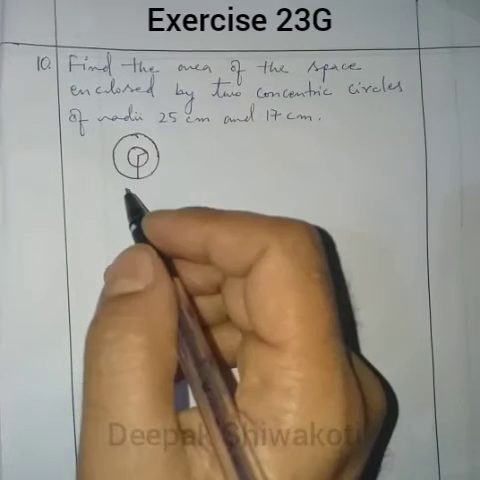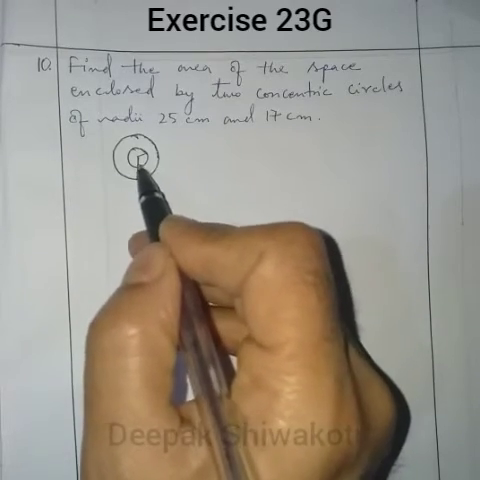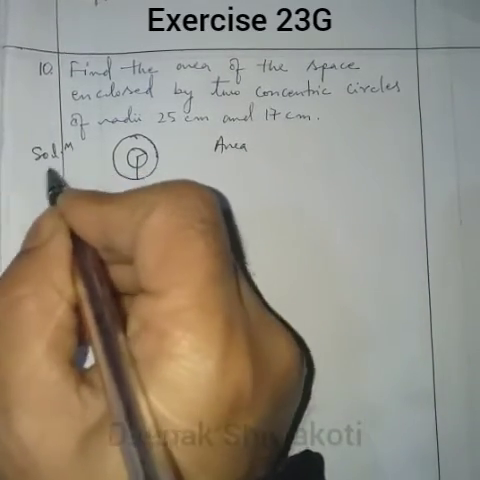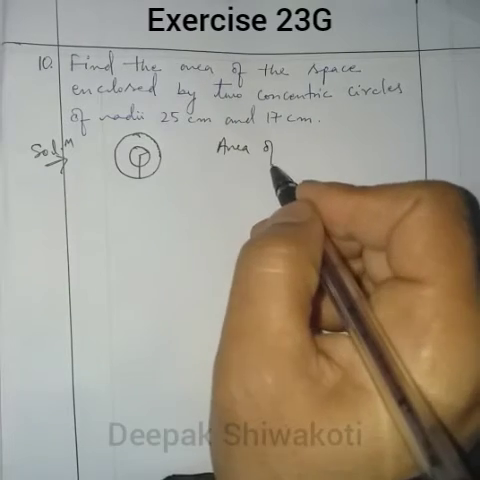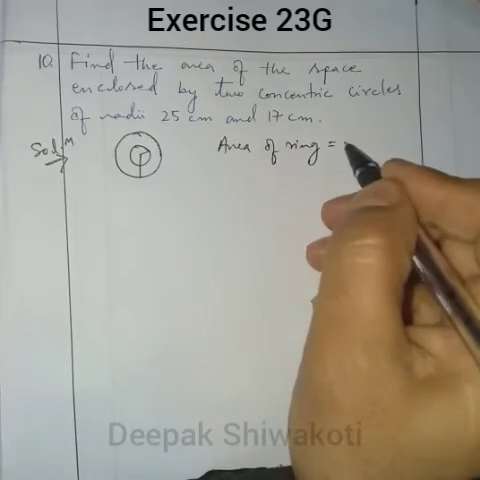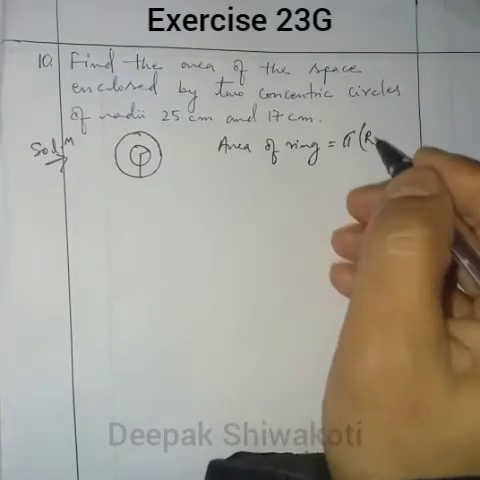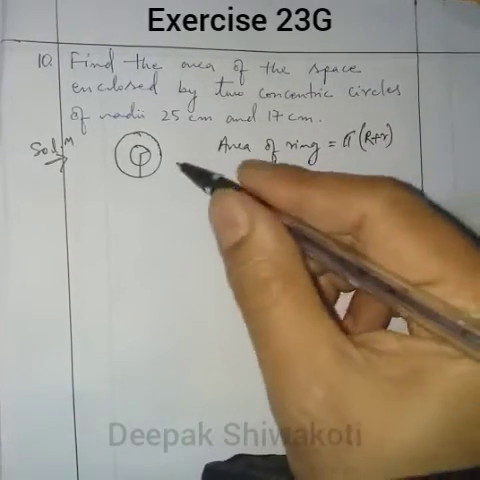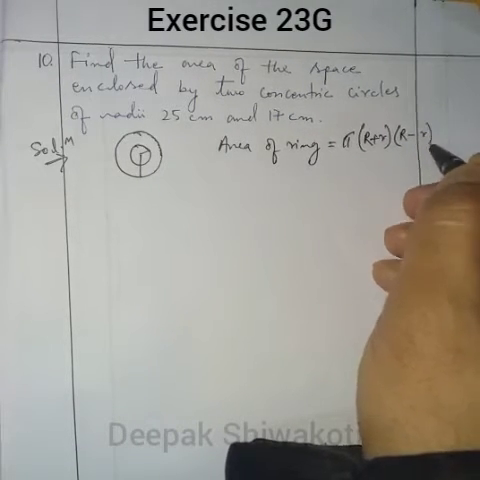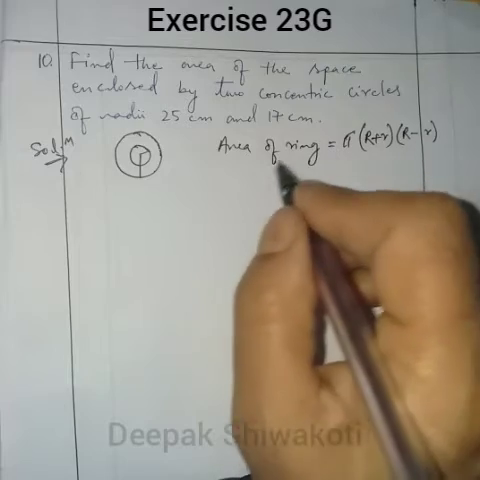So now the area of the ring. The space covered by this ring we have to find. The formula of the area of the ring we know will be equal to pi into capital R plus small r, where capital R is the radius of the big circle and small r is the radius of the small circle, into capital R minus small r. So the sum of the radii into the difference of the radii, into pi, is the area of the ring.